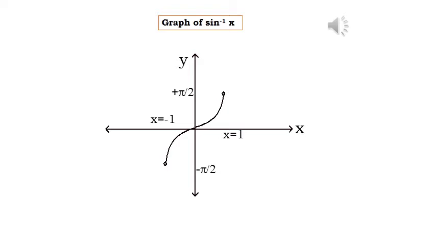If you look at the graph of sine inverse x, as we discussed in the previous slide, the domain is the closed interval between minus 1 to 1 and the range is from minus pi by 2 to plus pi by 2. Along the y-axis the range is minus pi by 2 to plus pi by 2, and along the x-axis the domain is minus 1 to 1. At the two endpoints of the graph, the starting point on the left side has x coordinate minus 1 and y coordinate minus pi by 2, so minus 1 comma minus pi by 2. The endpoint of the graph is x equal to plus 1 and y equal to plus pi by 2. We will continue to discuss other graphs.